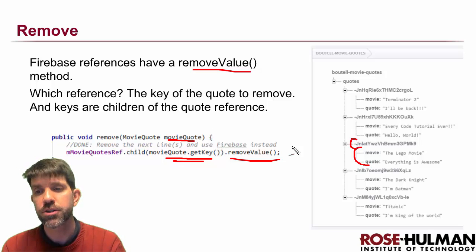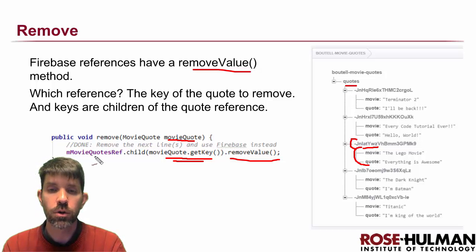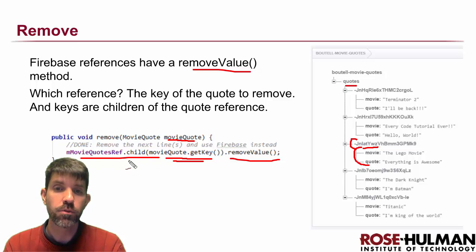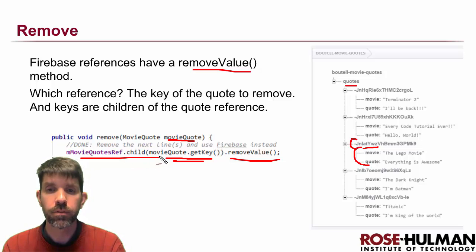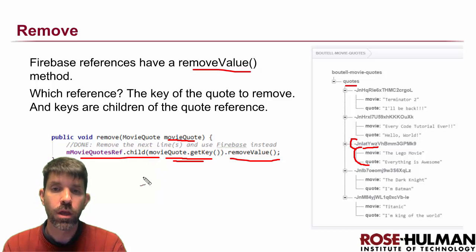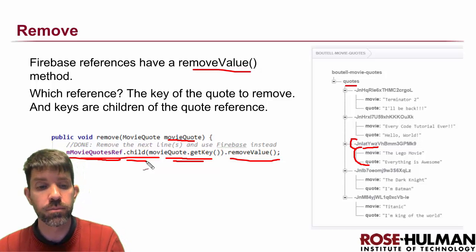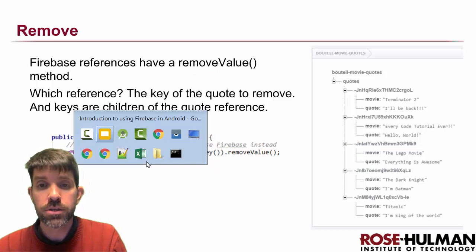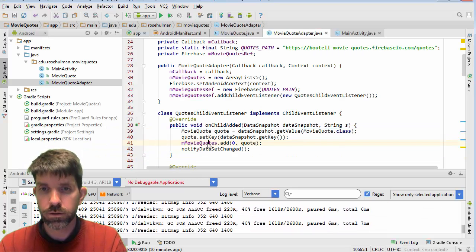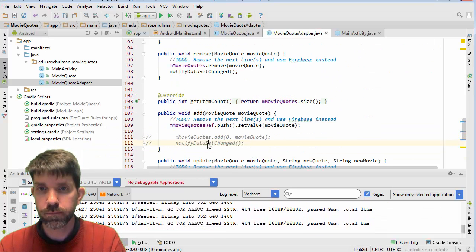Okay. But it turns out that even these keys here, if you notice, they are children of the quote reference. So we're going to go down a level here, and probably the easiest way to do that, we could say movie quote ref dot child of movie quote dot get key. We could actually make a new reference that had our quotes path and then append on the key here, so slash and then the key, and that would also get us there. But the child method right here is just a convenience function for that.